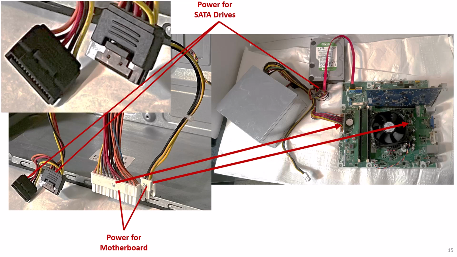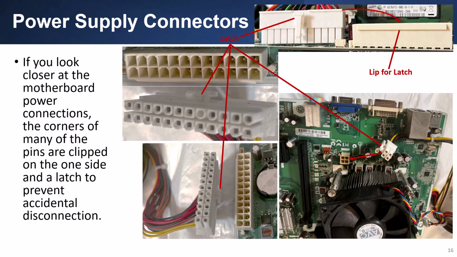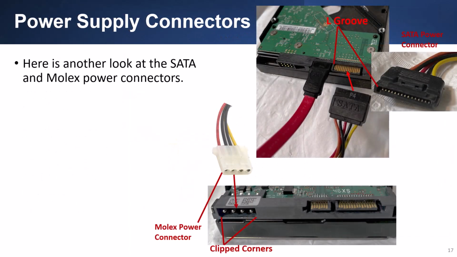Here is another look at the power for the motherboard and SATA drives. If you look closer at the motherboard power connectors, the corners of many of the pins are clipped on one side and then latched to prevent accidental disconnection. And here is another closer look at connecting the Molex and SATA power connectors to the drive.